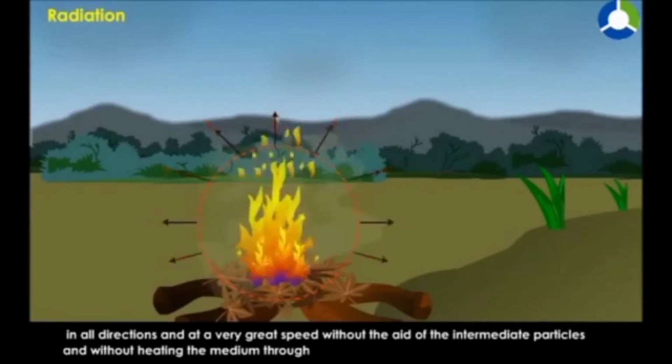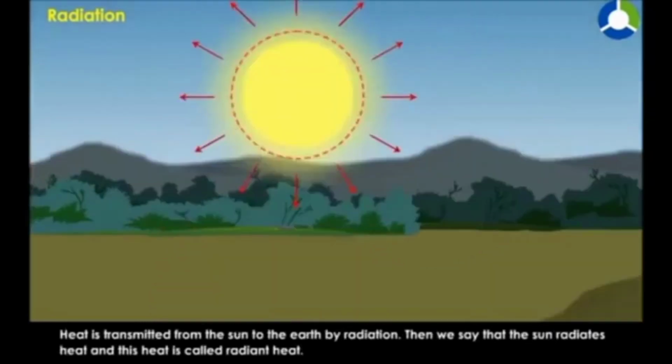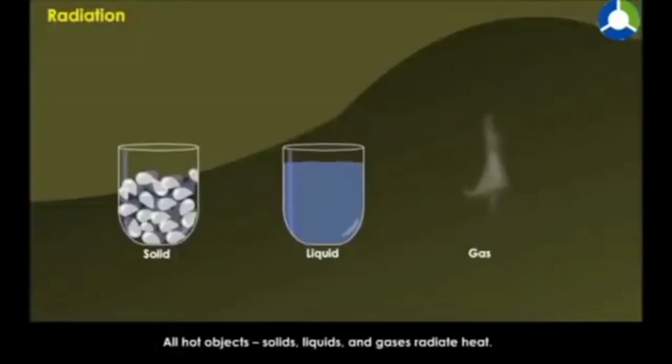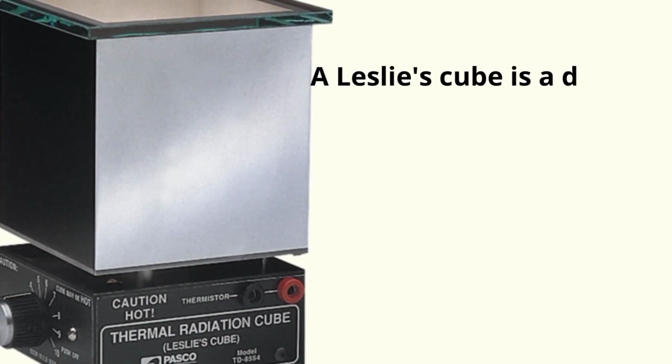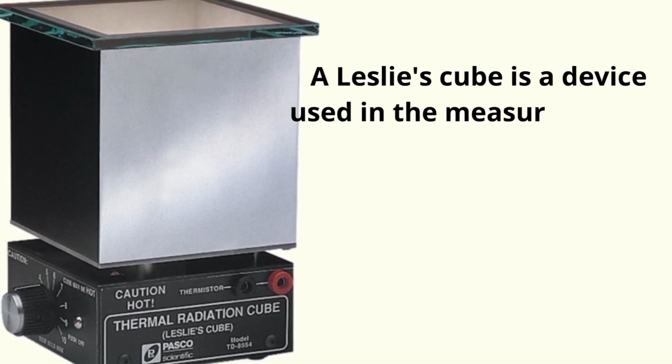Then we say that the sun radiates heat, and this heat is called radiant energy. That is, the heat that comes from the sun is as a result of its radiation. Take note that all objects, whether solid, liquid, or gas, radiate heat, and the amount of heat radiated by a hot body. I guess we are now grounded with the knowledge about radiation.